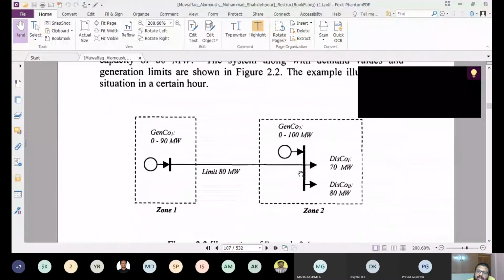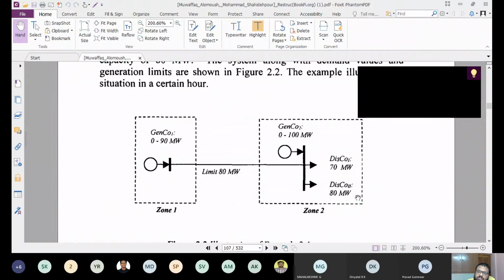Now we take an example of a two-zone system. Here two zones are given, zone 1 and zone 2, connected by a line which is assumed to be lossless in this particular example, and the maximum power flow limit for this line is 80 megawatts. The GENCOs have 90 megawatts and 100 megawatts capacities respectively. GENCO 1 has 90 and GENCO 2 has 100.